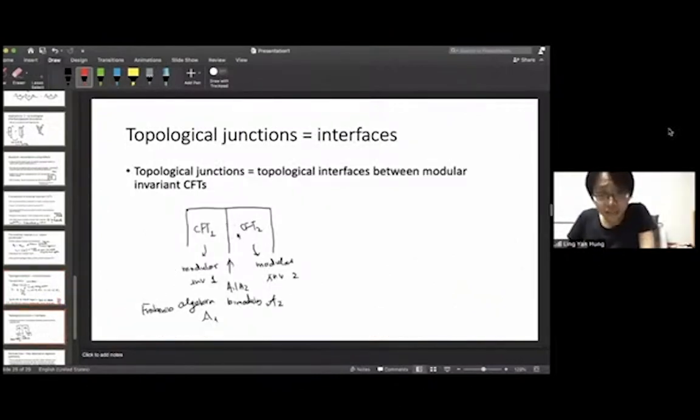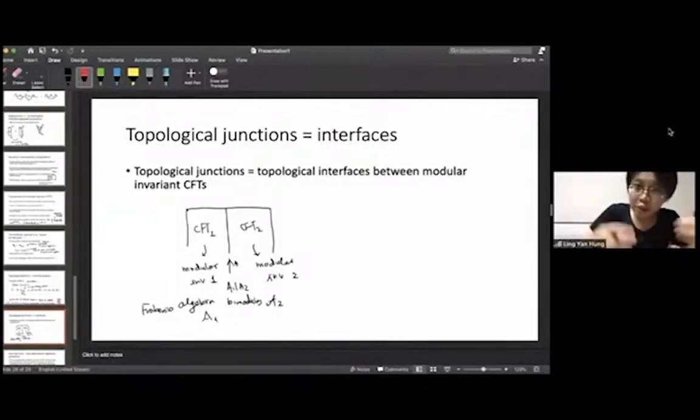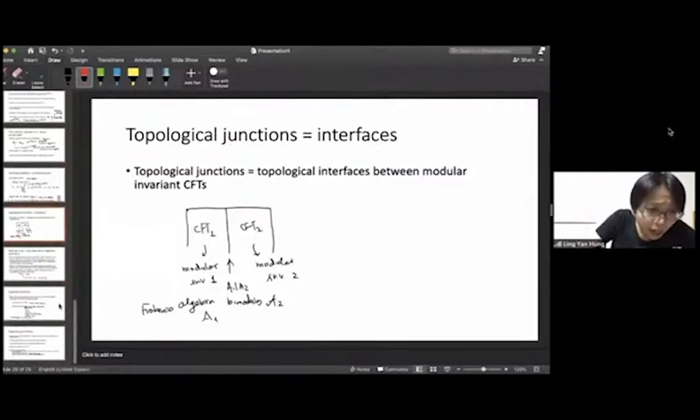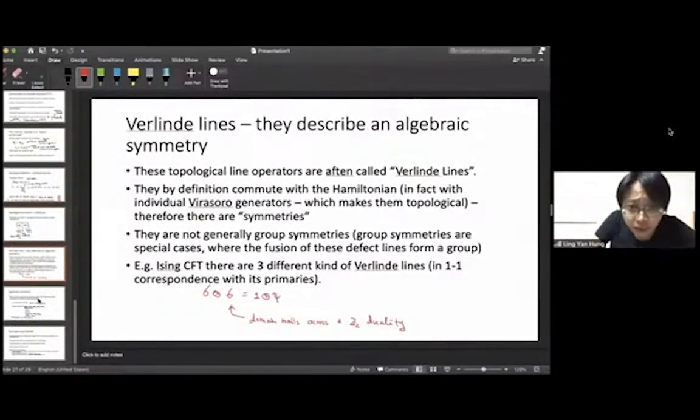And in fact, if you look into interfaces, we also looked into excitations localized at junctions between two gapped boundaries. And they correspond to topological interfaces between two modular invariant CFTs. So they are also in one-to-one correspondence. These are just some examples.